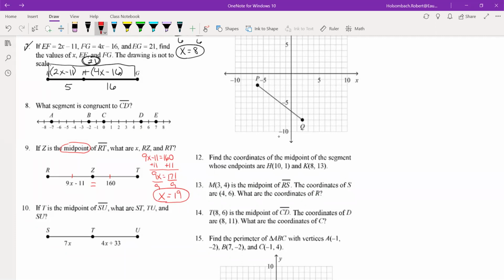So if x is equal to 19, r to z, 9 times 19 minus 11, so 160. And r to t, the entire piece, would be 160 plus 160, which is 320. So there's the 3.